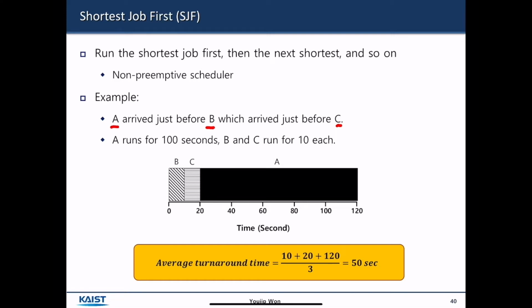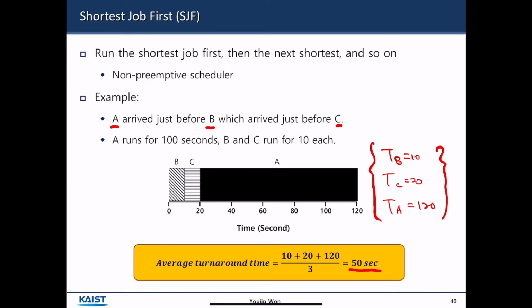In this case, the shortest job first algorithm examines the runtime of the existing processes and selects the process with the shortest runtime. In that case, B and C are executed first, and then A is executed. The average turnaround time corresponds to 50 seconds because turnaround time for B is 10 seconds, for C is 20 seconds, and for A is 120 seconds.